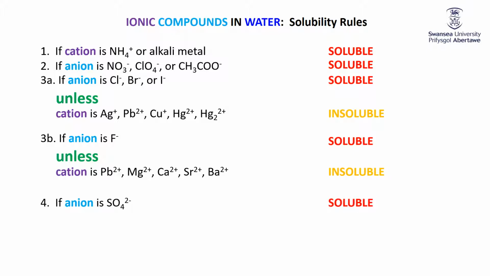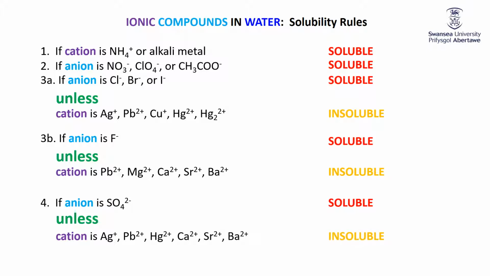If the anion is sulfate, it's soluble unless the cation is silver, lead, mercury, calcium, strontium, or barium. So you sort of memorize those exceptions. Now, what we talked about on this slide are generally, if the ion is this, it's soluble. Here are the exceptions, which are insoluble.